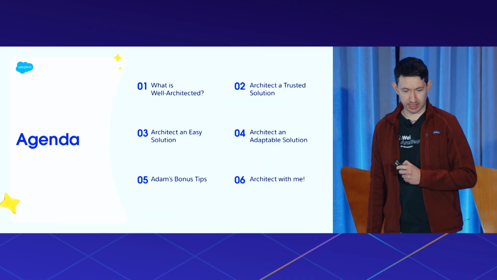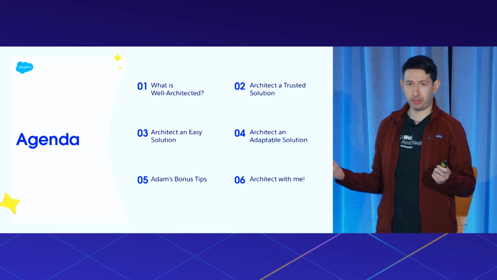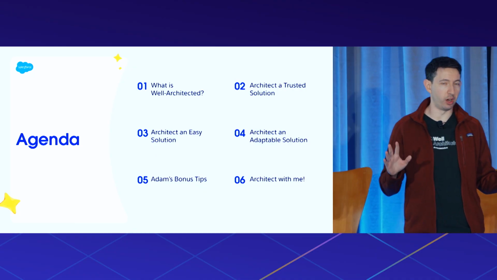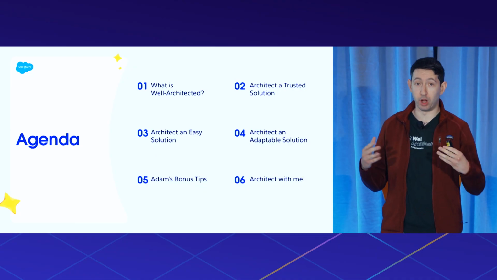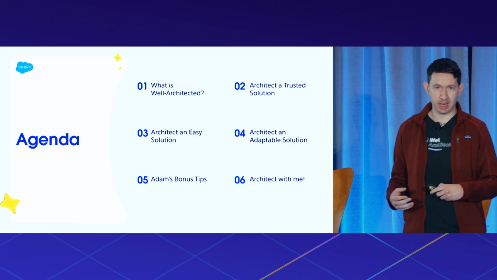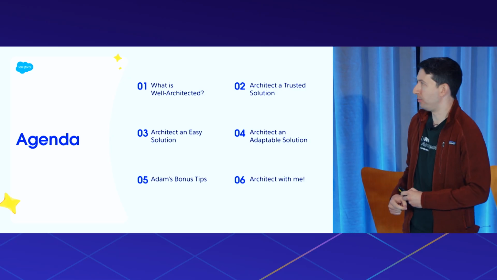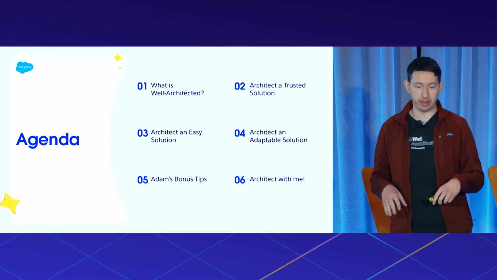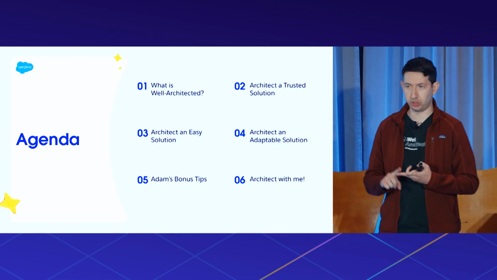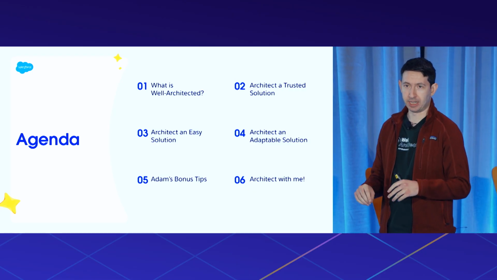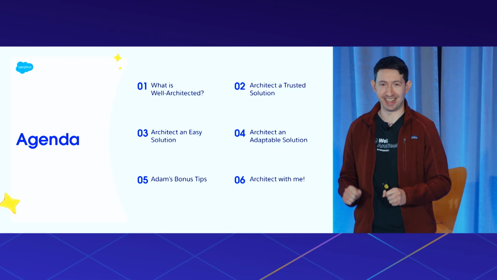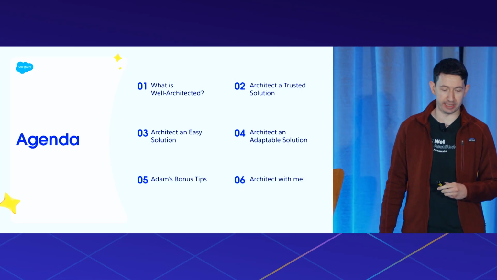So with that, let's get into it here. A few things I wanted to go over. I'm going to set the stage. What is well-architected? When we talk about creating a well-architected project, what do we mean by that? There are 3 pillars of this framework. And then we're going to go a little bit into each one, how to architect a trusted solution, easy solution, and an adaptable solution. That's going to give us 8 tips, and I promised you 10. So I have a few more bonus ones at the end to round us out.